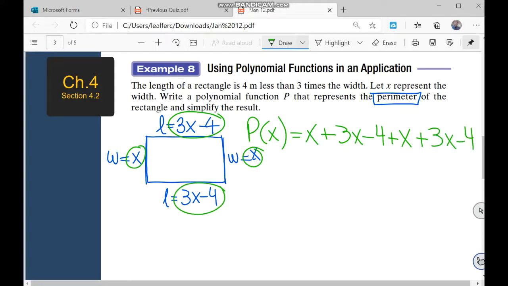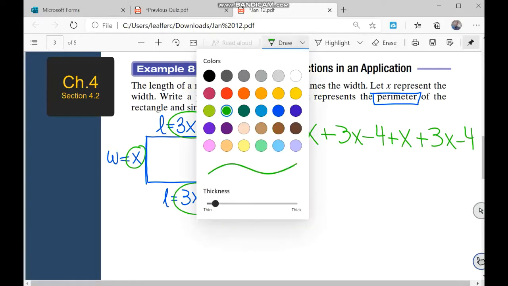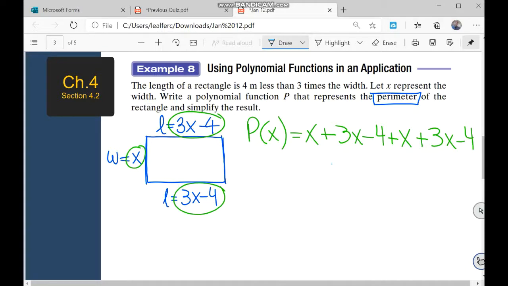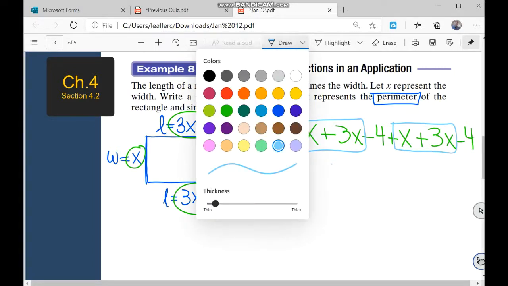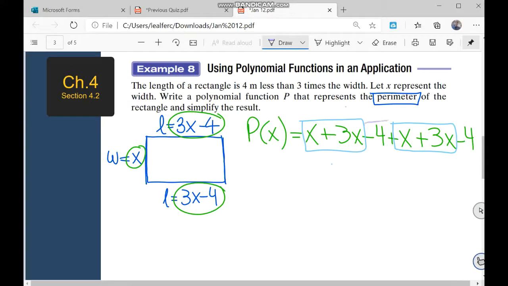See, this is how you calculate the perimeter, by adding all the sides together or using the formula. It's up to you. If you remember, you can use the formula. Next thing, combine like terms. This is an addition of polynomials, right? So we can combine like terms here, and there, and we also have some like terms here, -4 and -4.